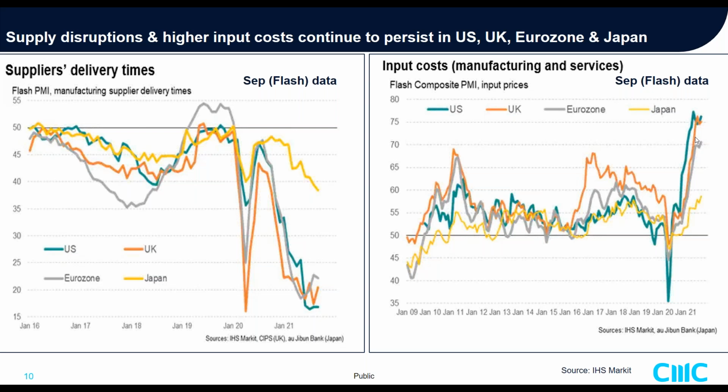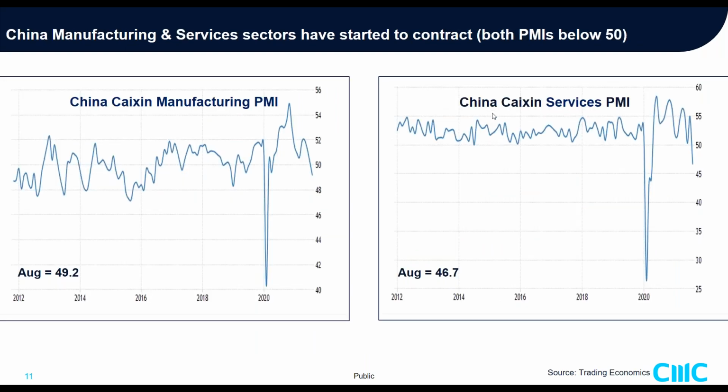Now let me share a very interesting chart on China. Before I jump to China, that particular chart was the services and manufacturing PMI data for the other big four: UK, Europe, Japan, and US. Now it's China. So, China Caixin manufacturing PMI for August. In fact, they will release the latest figure for September tomorrow.